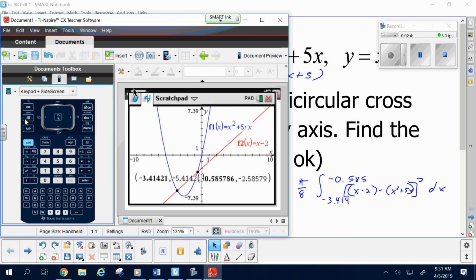Again, that's not washers. It's not r squared minus r squared. It's one minus the other, the whole quantity squared. And obviously there is a difference.